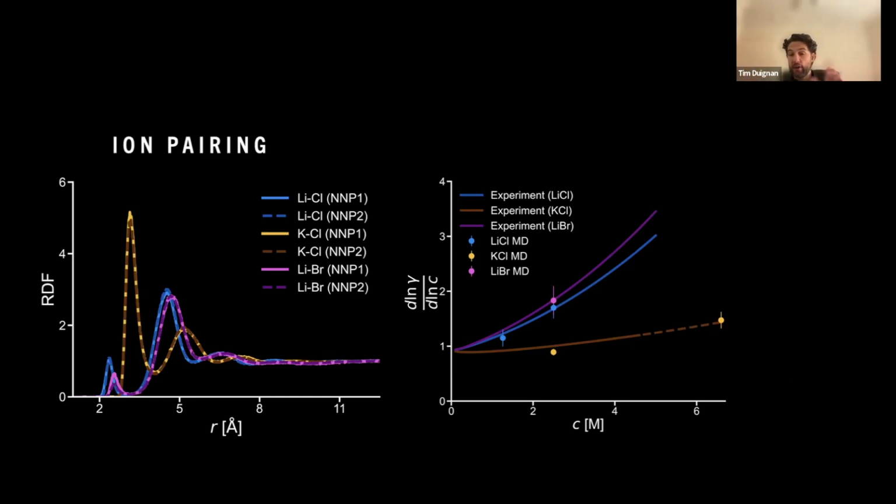And you're getting this pairing propensity right, which is very important, right? How strongly do these ions pair with each other, which is the thing we've always wanted to be able to calculate, which is very nice.